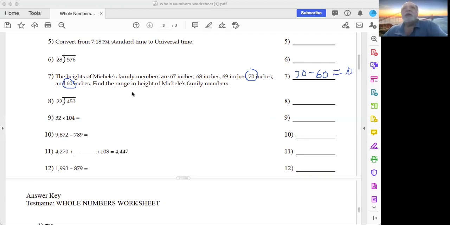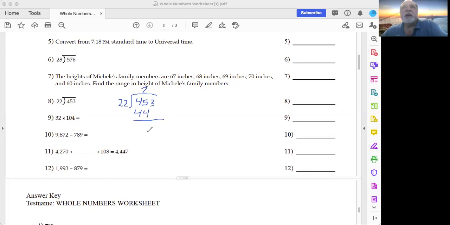All right, 453 divided by 22. Okay, let's clear these out. All right. So we write down 453 divided by 22, right? 22 won't go into 4, but it will go into 45, and it will go into 45 twice to give you 44, right?